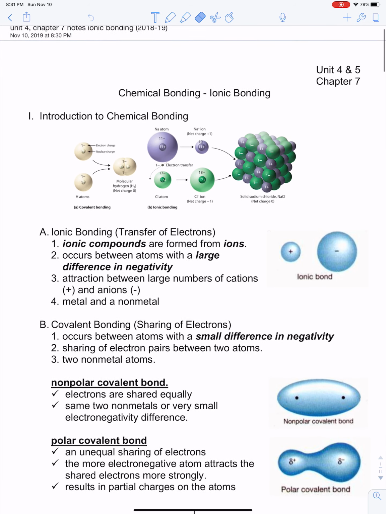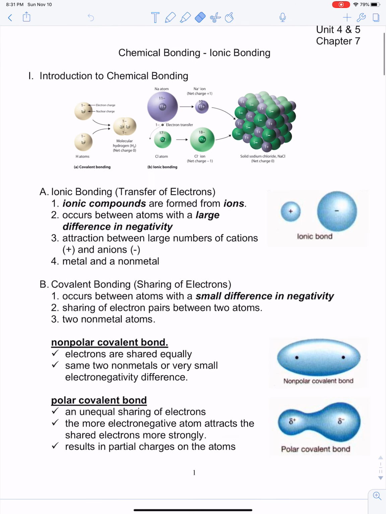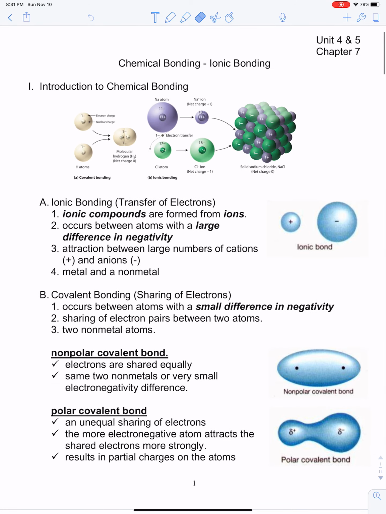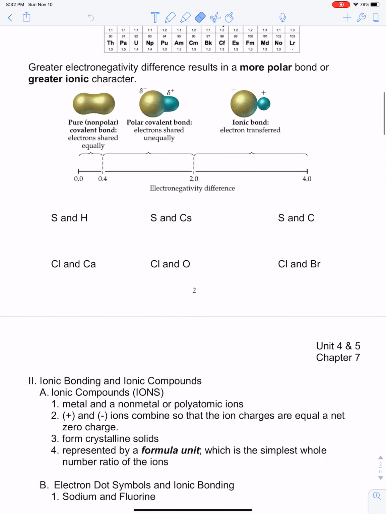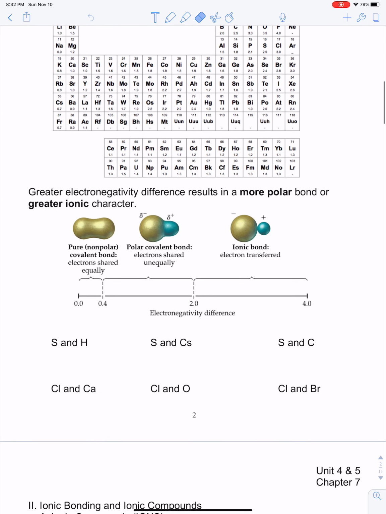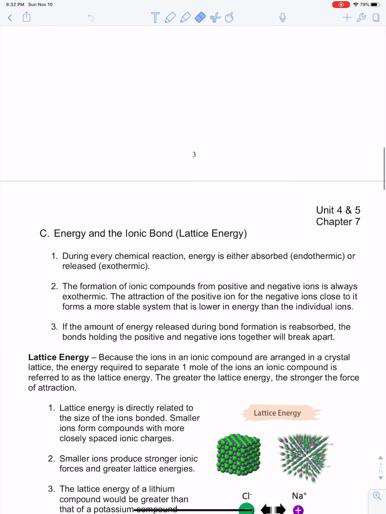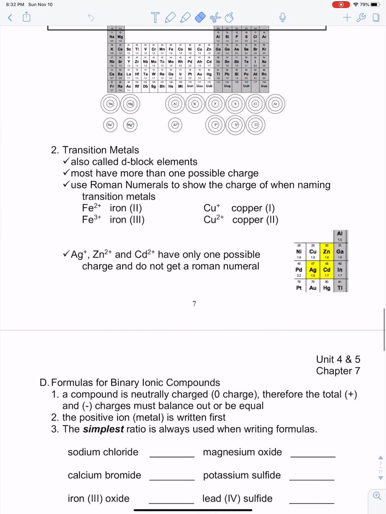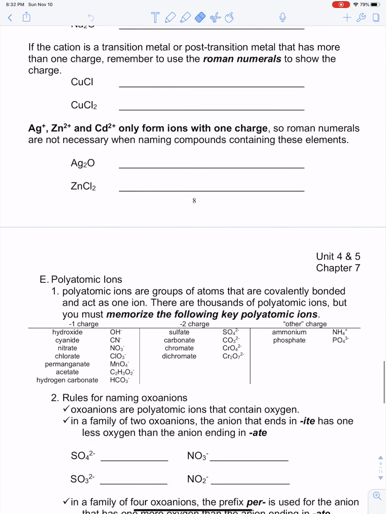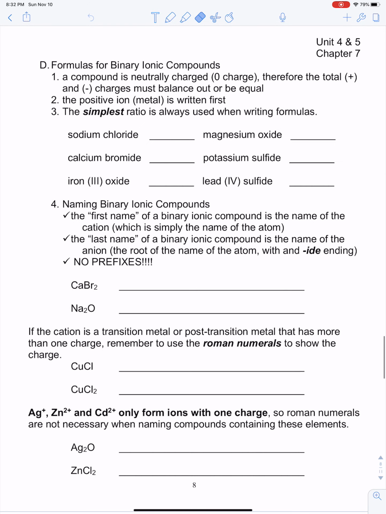So the first thing I wanted to go over with you in Chapter 7, Chemical Bonding Unit. So this whole chapter deals with ionic bonds. We already talked about what's in pages 1 and 2. We talked about how you can use electronegativities to predict what type of bond you would have: ionic, polar, or nonpolar covalent. So what I'd like you to do right now is just move forward to the naming of the compounds. All right, so that'll be page 8.